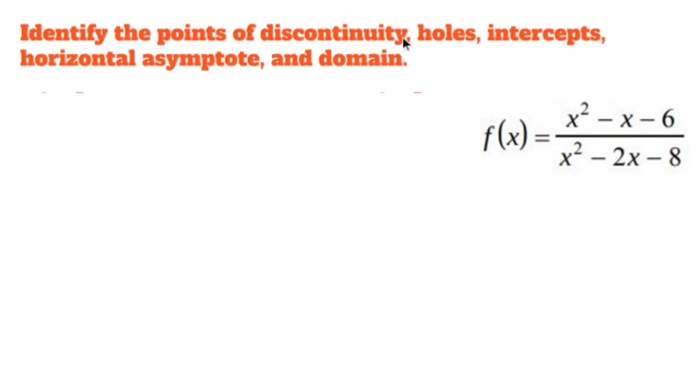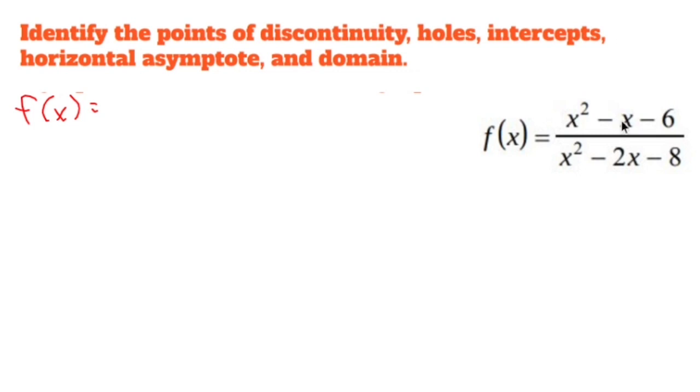Identify the points of discontinuity, the holes, the intercepts, the horizontal asymptote, and the domain. Lots to answer. I have a quadratic over a quadratic, and the first thing I want to do is factor the quadratics. So I'm going to do just that.